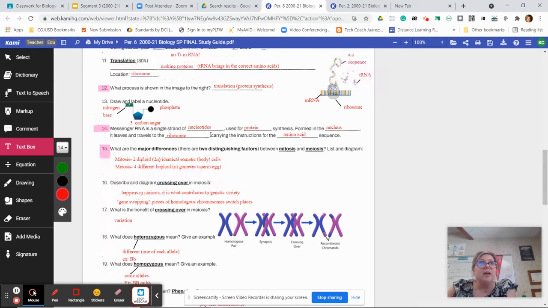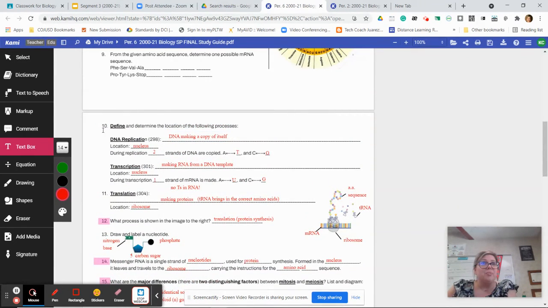All right, so here we have some basic definitions. DNA replication is when DNA makes a copy of itself. It happens in the nucleus. Remember that A and T and G and C go together. Transcription is when RNA is made from DNA. That also happens in the nucleus because DNA cannot leave the nucleus. RNA is 1 strand, and remember A goes to U and C goes to G, so there are no T's in RNA.